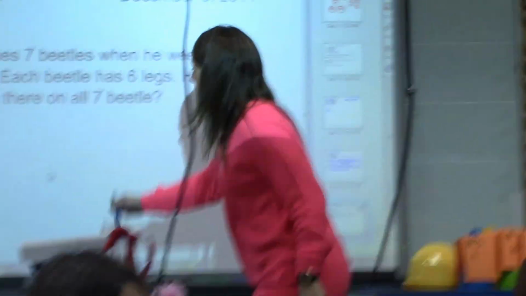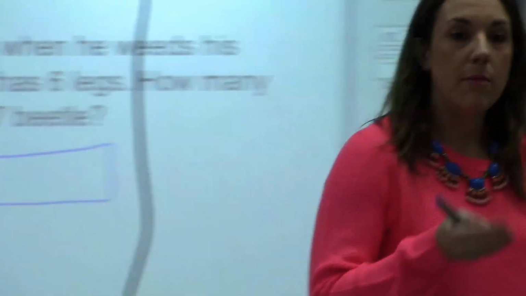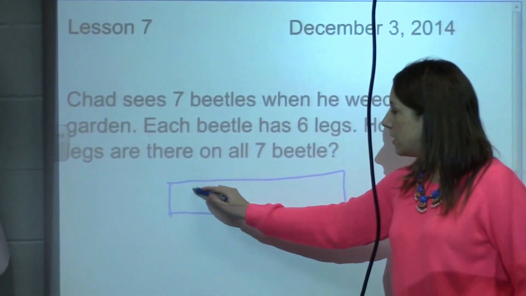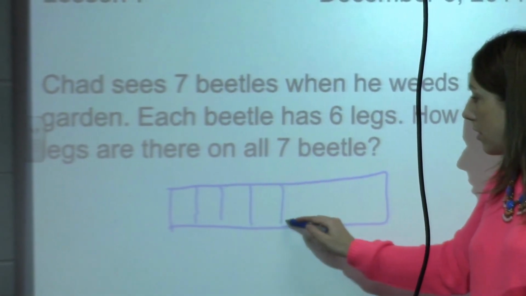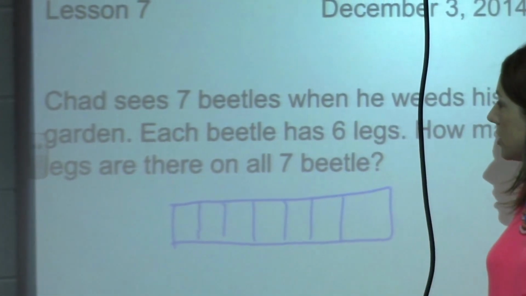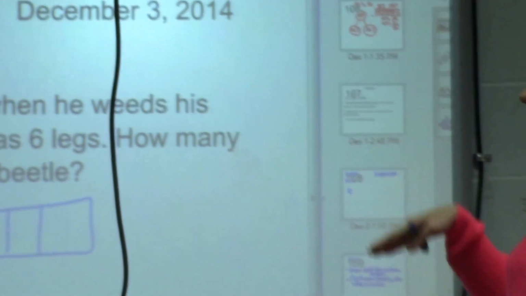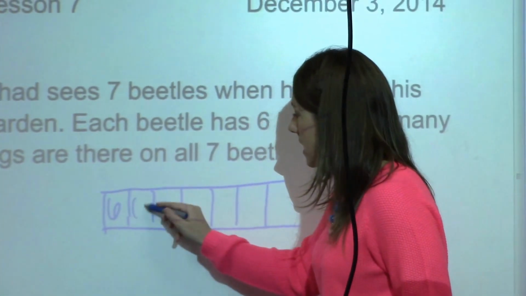Everyone needs to draw their tape diagram, because I heard that from similar groups. So go ahead and draw your tape diagram. In our tape diagram, Elise, how many groups should we have? You should have 7 groups of 6 each. Okay, and what in here tells us that we should have 7? The first number of the multiplication, 7 times 6. Okay, good job. Because I have 7 beetles, right? And how many legs did each beetle have? 6. Good job. So we should have 6 in here.